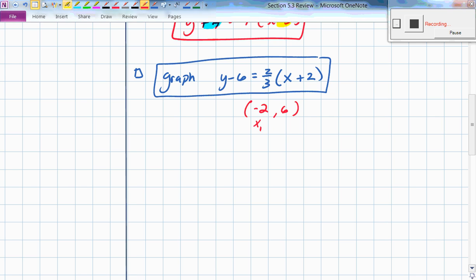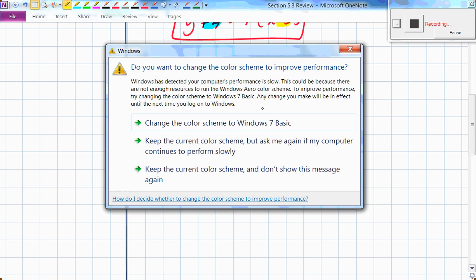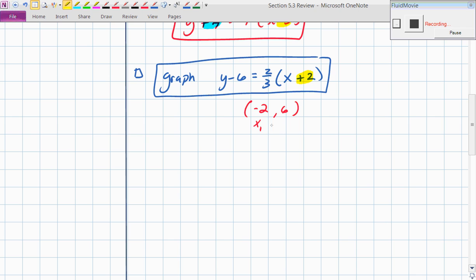Notice that they are opposite signs, right? Negative 2. So there's my negative 2, opposite signs. And then I have the positive 6, which is the opposite sign of my negative 6 there. You with me on that?